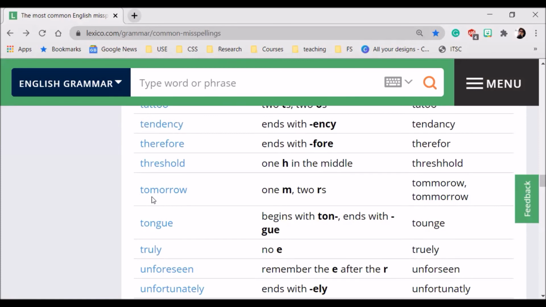Again, this is a very commonly misspelled word, and people often write double M. So what you have to remember is it is to and then the spelling of sorrow. Sorrow is SORROW. So here we write to and morrow. We don't have to write double M. The common misspelling is double M. You have to write M and then double R.